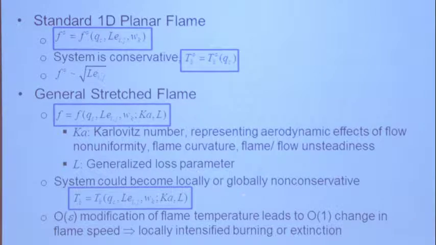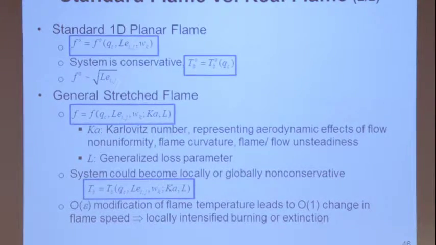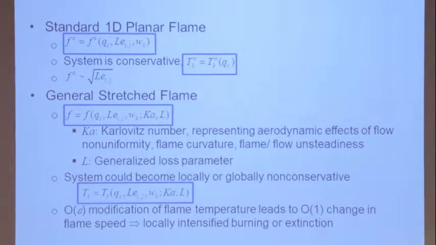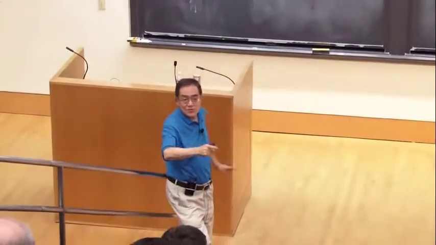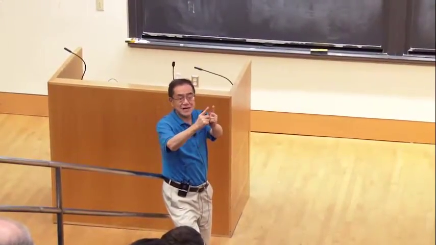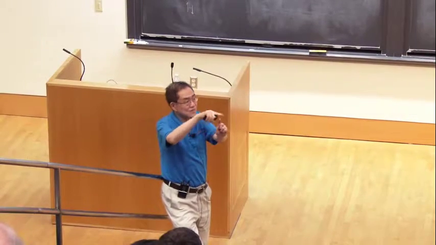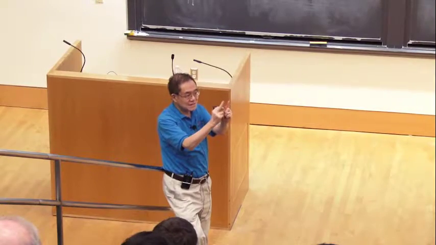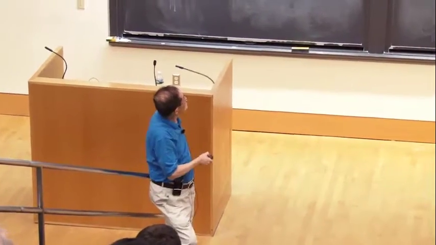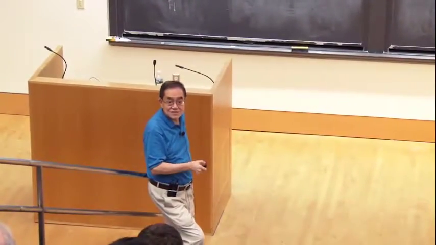The system can become locally or globally non-conservative. I want you to remember that. When it is locally non-conservative, you can get local extinctions, you can get flame holes. Or on your Bunsen flame, the tip can open due to curvature, local extinction. That's local non-conservation of energy.